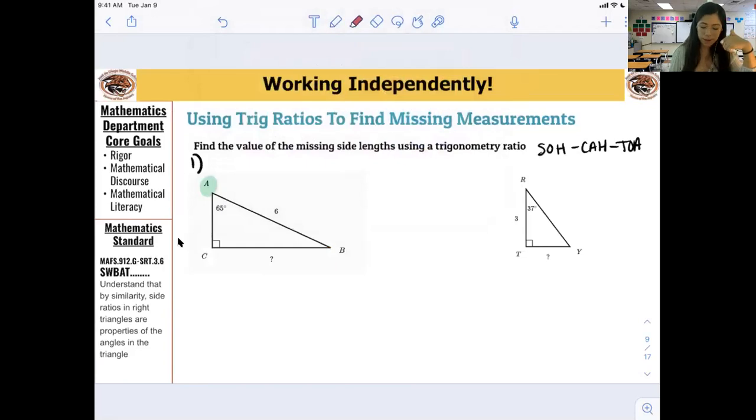We have the opposite, right? The question mark is the opposite side. So which ratio, if I have the opposite and the hypotenuse, which function should I use? Sine, cosine, or tangent? There you go. Okay, so on every question like this, the first thing is figuring out which ratio, which function you need to use. Okay, so go from there.